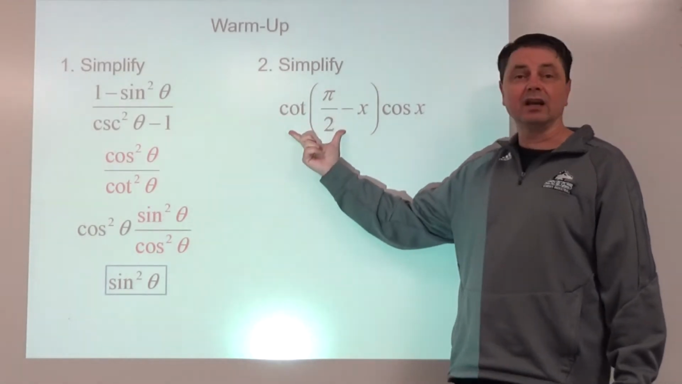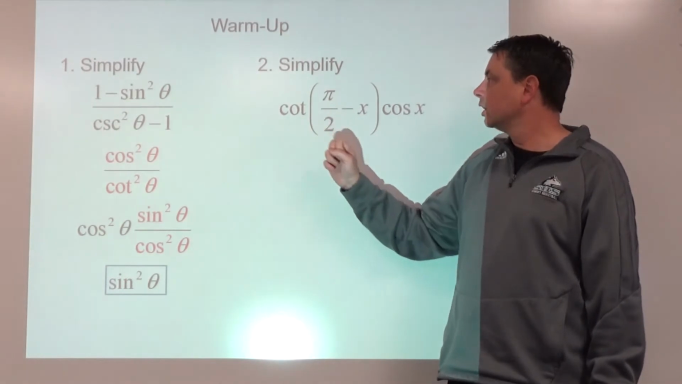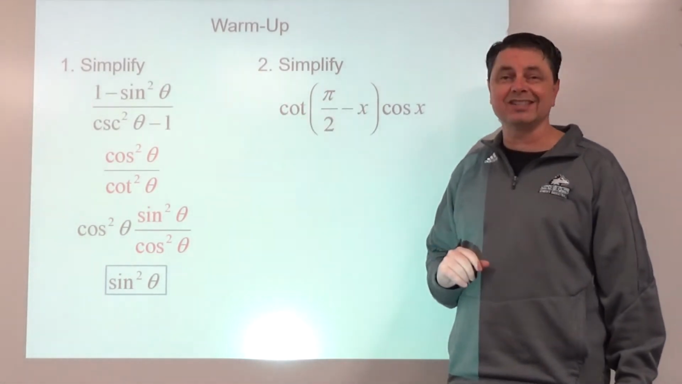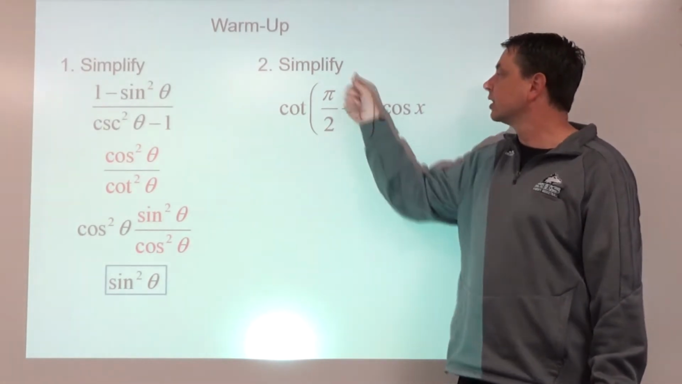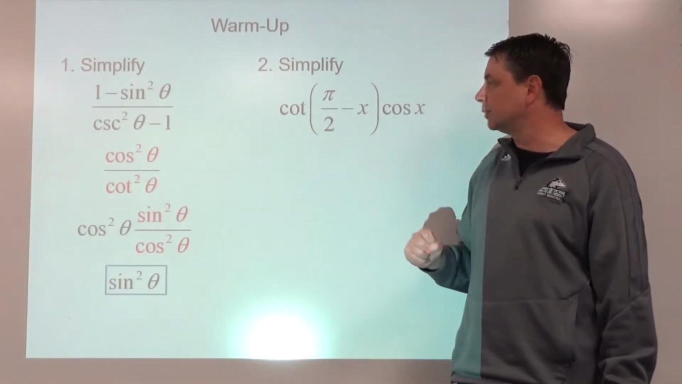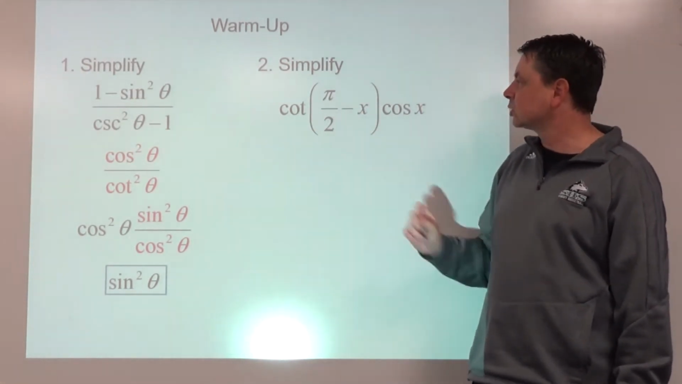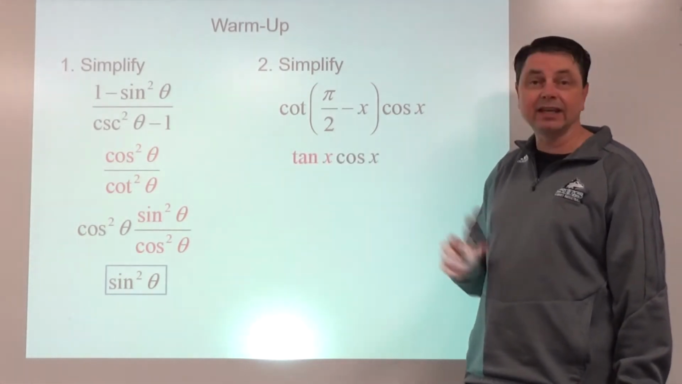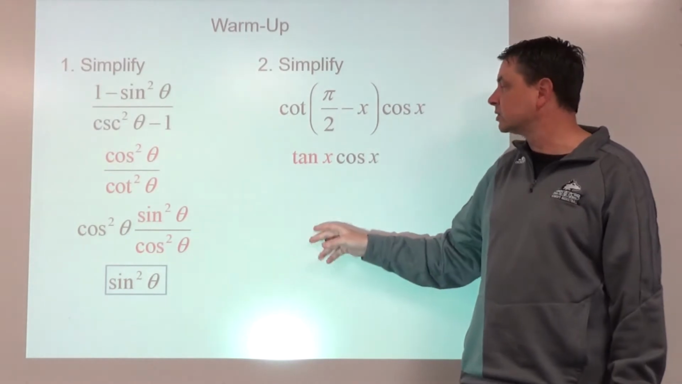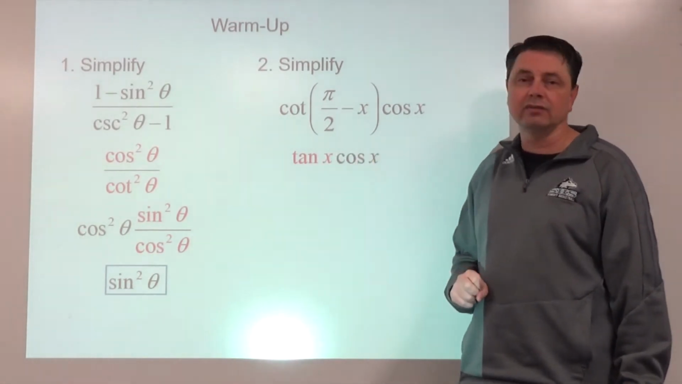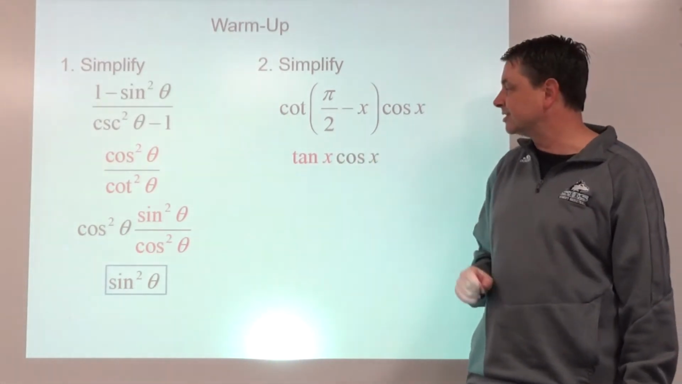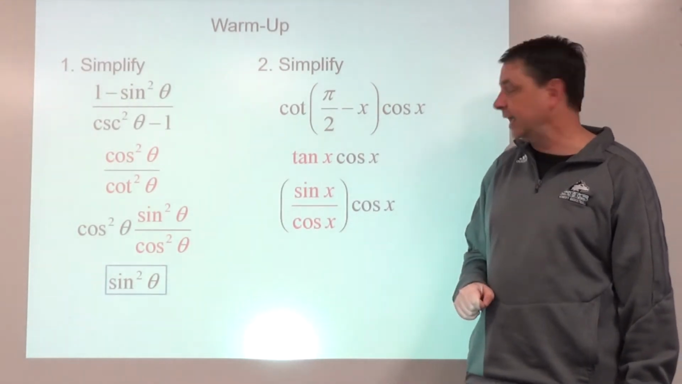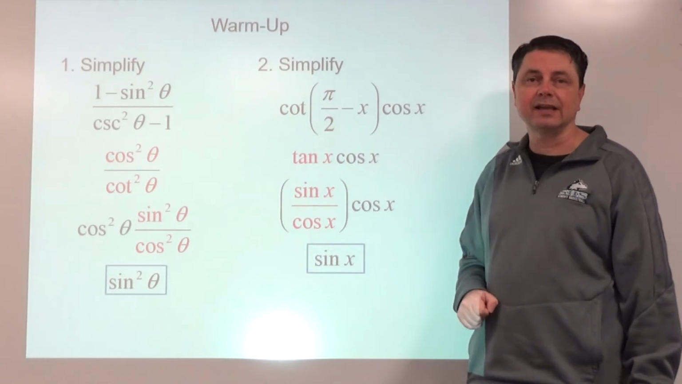Number two, we've got a cofunction identity. Cofunctions of complements are equal. The cofunction to cotangent is tangent. Complement to pi over 2 minus x is x. So we're talking about tangent of x. And then again, maybe we go sines and cosines. So tangent of x by quotient identity would be sine x over cosine x. Factors cancel. We're left with sine of x.